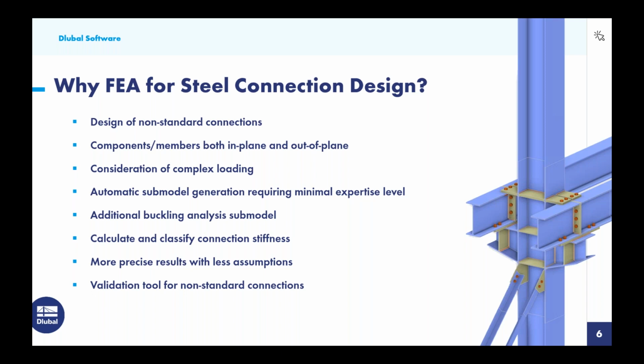We also now have the ability to calculate and classify the connection stiffness. Now, where this is a benefit is that we can then modify our global model to account for the true connection stiffness properties, which are inevitably going to affect the internal forces with the analysis. So all in all, we will have more precise results with less assumptions, especially for these non-standard or very complex connections. Even if we're using hand calculations or we're using some type of external program, RFEM and the Steel Joints add-on can still be a great validation tool just to confirm that our assumptions are correct.